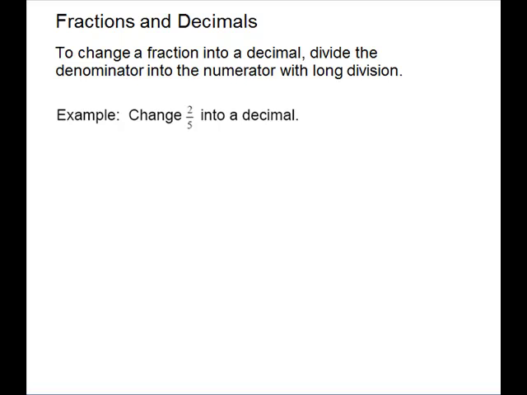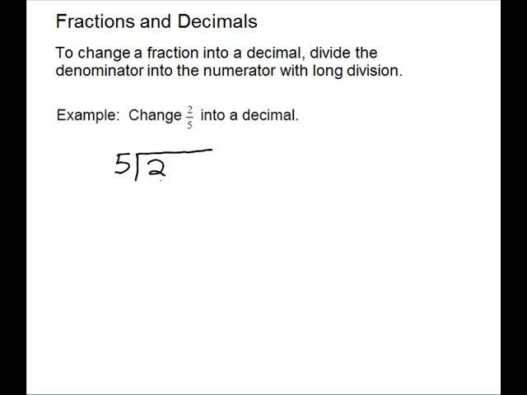Fractions and decimals. To change a fraction into a decimal, divide the denominator into the numerator with long division. Let's look at an example. We will change 2/5 into a decimal. So we're going to have to write it with a long division grid, 5 into 2. The order is very important there.